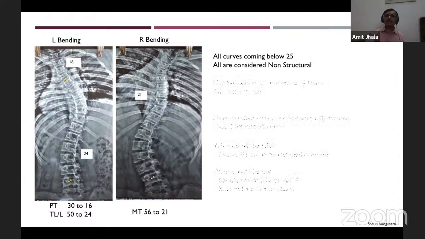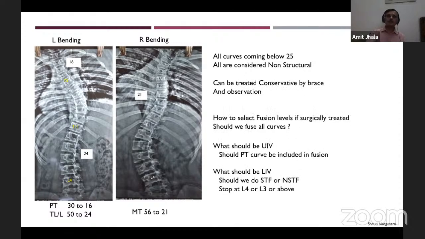So we had to operate because the patient had issues of the hump of the thoracic as well as the lumbar hump, which was troubling them. So the question is how to select the fusion levels if surgically treated, and should we fuse all the curves because all three are there and all three are non-structural. So what should be the UIV? What should be the LIV? Should we stop at L4 or L3?